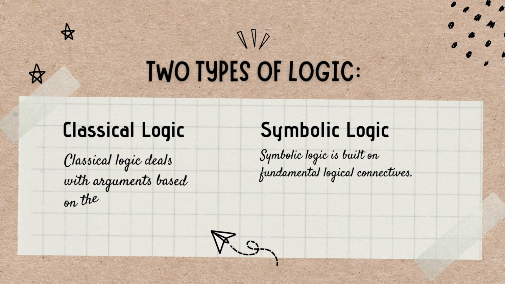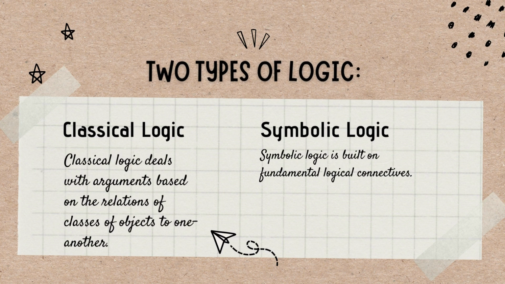The two types of logic are classical logic and symbolic logic. Classical logic. What is classical logic? Classical logic deals with arguments based on the relations of classes of objects to one another, whereas symbolic logic is built on fundamental logical connectives. Let's see what this classical logic is and what the basic concepts under classical logic are in the next part of the video.